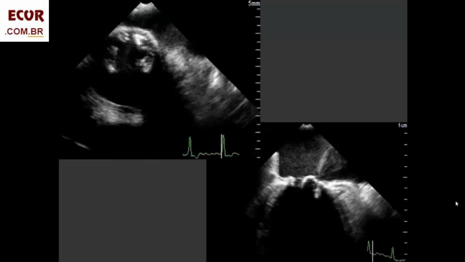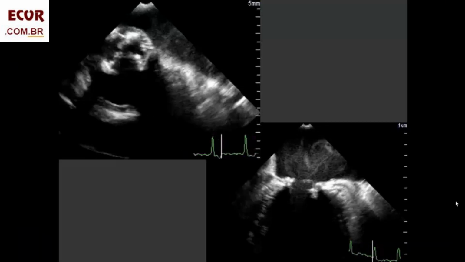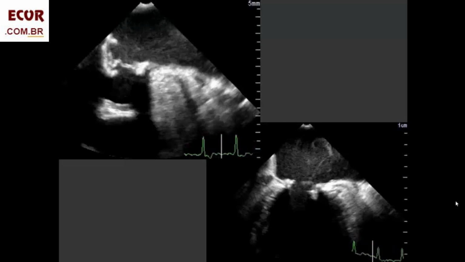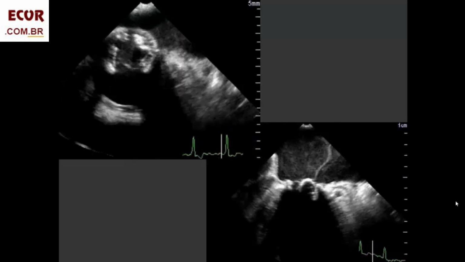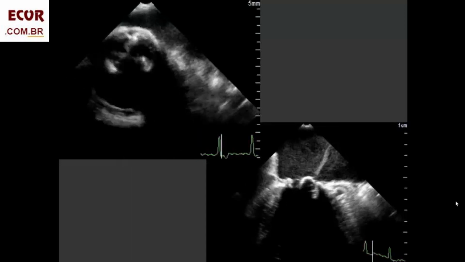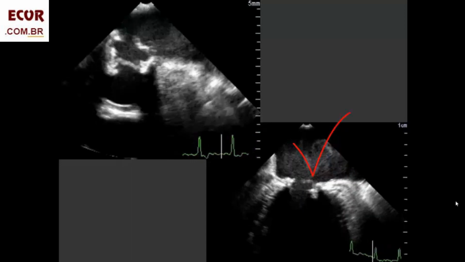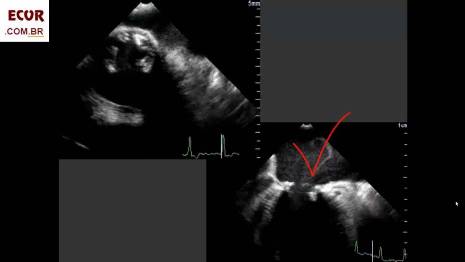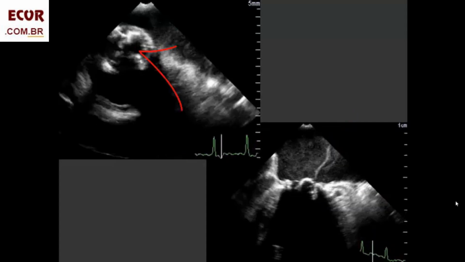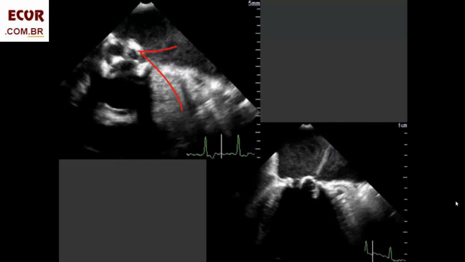Let's see now Pannus. TEE of a patient with Pannus involving the mitral bioprosthesis with these dense echoes, mainly in this leaflet here. But all leaflets are involved, as demonstrated in the transgastric short axis view.